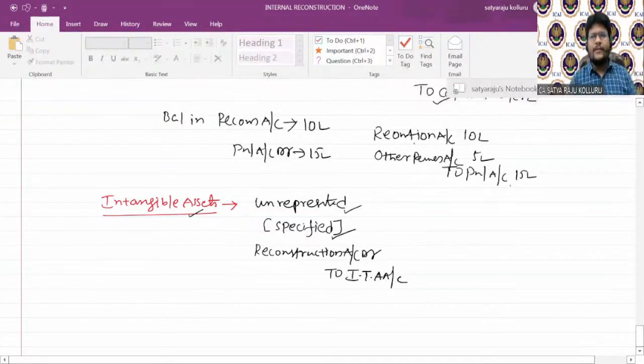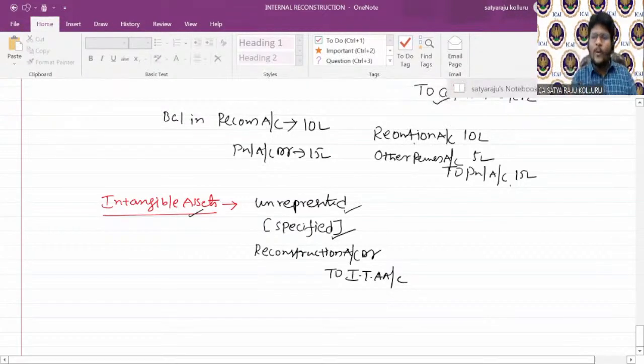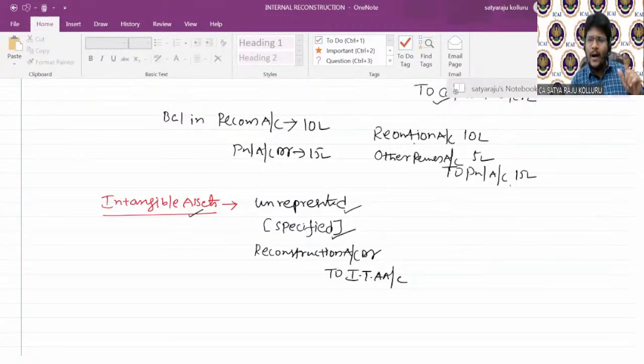Okay. Next, after completion of the entire internal reconstruction procedure, you need to prepare the balance sheet. At the time of preparation of the balance sheet, you should add the words "and reduced" if the court orders. Am I right?